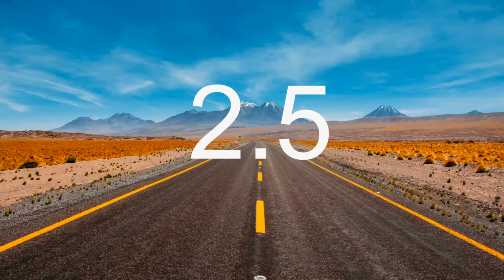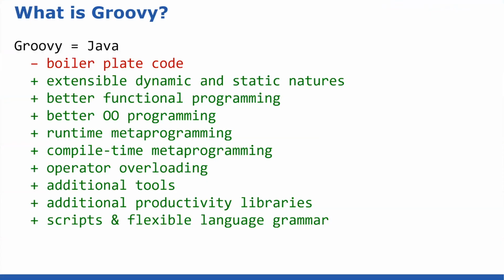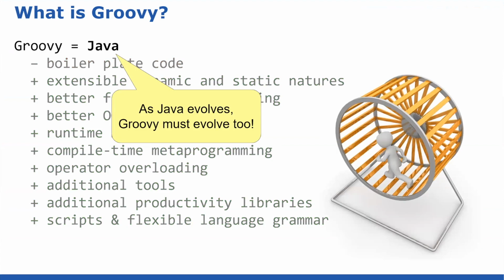So first off, a brief summary of 2.5. Just a reminder of what Groovy is. It's basically Java, but only better. We got rid of some stuff that makes you less productive, some of the boilerplate code, and we've added in a whole bunch of bells and whistles, some runtime and compile time metaprogramming, and a bunch of useful libraries, and so forth. So that's how we describe Groovy in our elevator pitch.